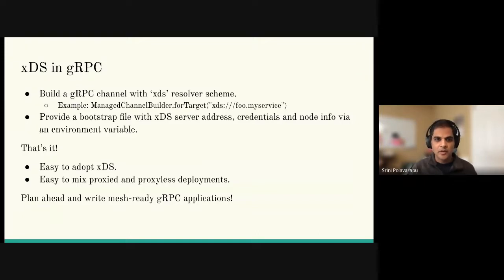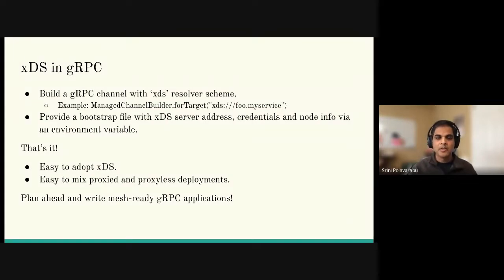So it's that simple. All you have to do is change your scheme to XDS and provide the bootstrap file. And then another advantage here is that you can pick the scheme on a per channel basis, which means you can connect to some services via a proxy if you use DNS, and you can connect to some other services without a proxy if you use XDS, right?